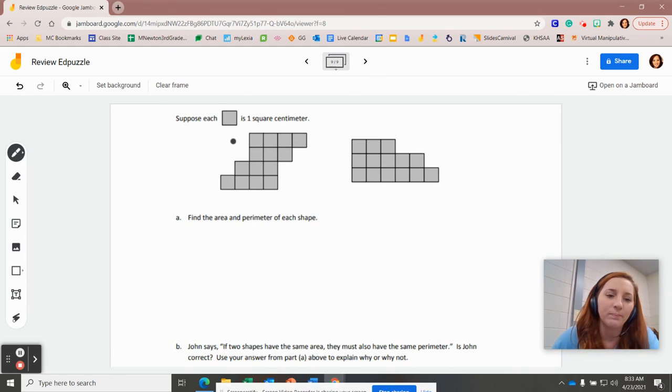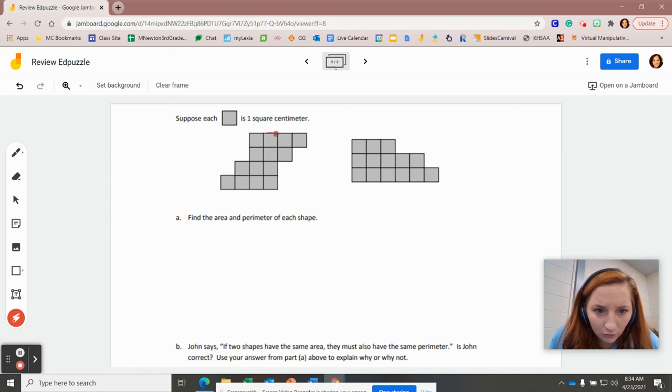All right, last question. It says, suppose each square is 1 square centimeter. Part A, find the area and perimeter of each shape. Well, perimeter is just the outside of this figure. Okay, so how I like to solve perimeter is I could just count up all of these. So I'm going to use the laser. So really, I can just go around the edge of the shape.